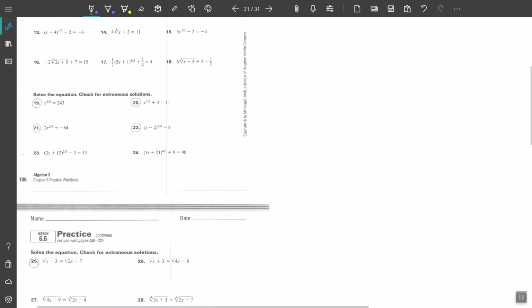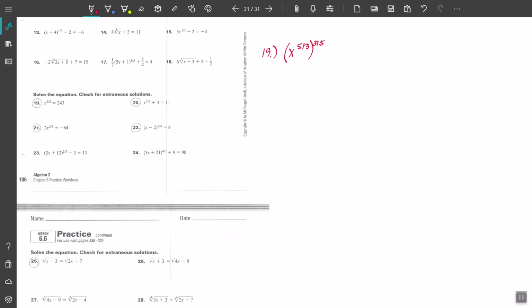All right, so down here on 19 through 22, we don't have radicals, we have everything in exponent form. So we can follow those same rules. We're going to isolate the x with the exponent if we need to, and then we will use the reciprocal to undo that fractional exponent. All right, so number 19, we have that x raised to the 5/3 power. So in order to undo that 5/3 power, we're going to multiply it by its reciprocal 3/5.